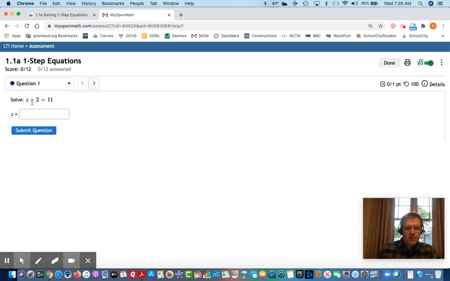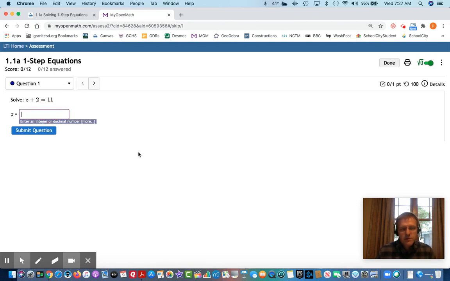First one, z plus 2 equals 11. Another way to read this would be some secret number. I've thought of a number. I'm not going to tell you what number. Some number I'm thinking of. If you add 2 to it, will get you 11.